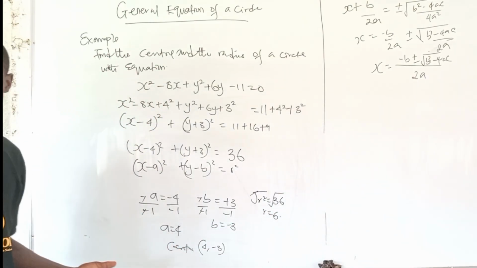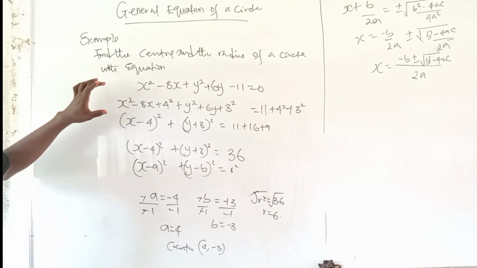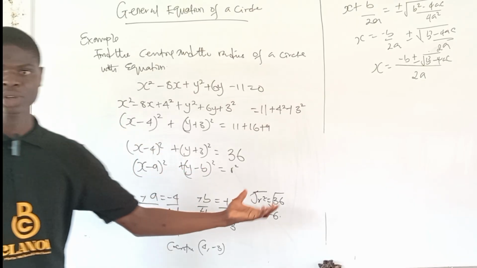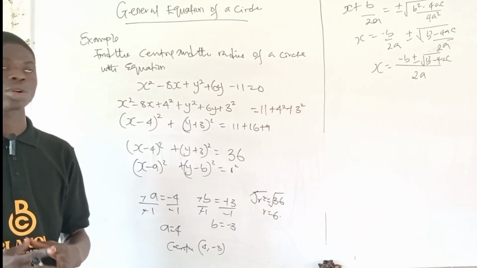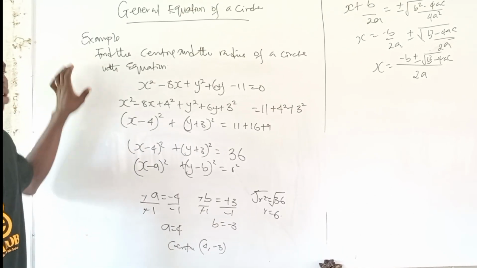So whichever method you prefer, you can see this is straight, direct. You can use the completing the square form, or you can also use the previous method which we just did, the direct substitution, to find the center when given the equation of a circle.